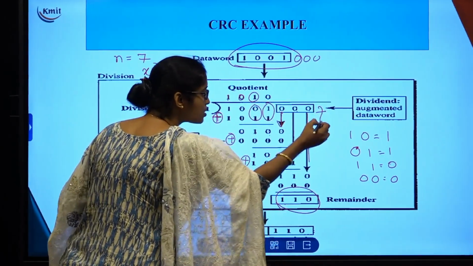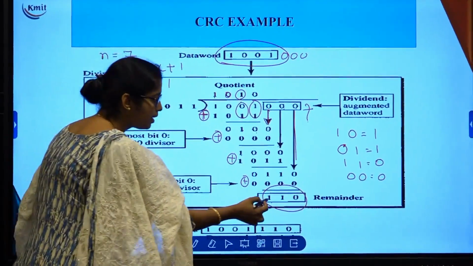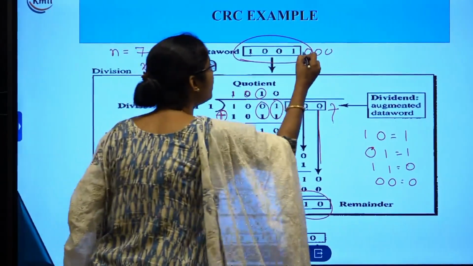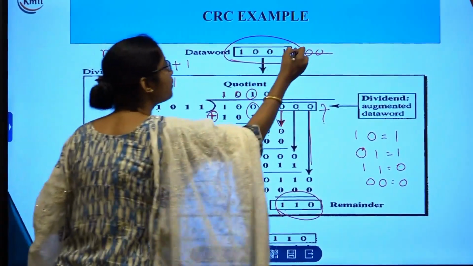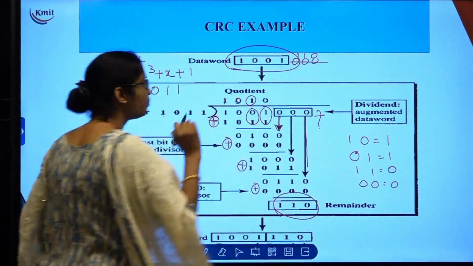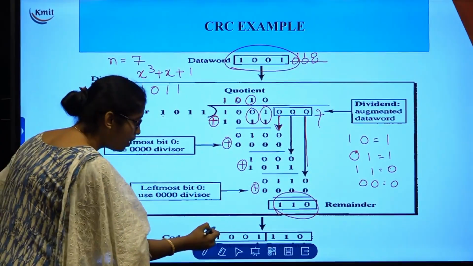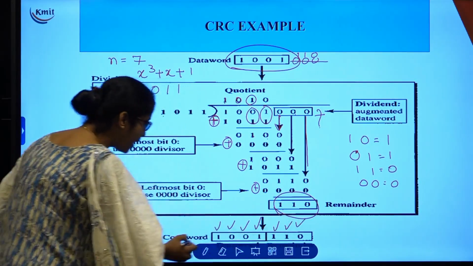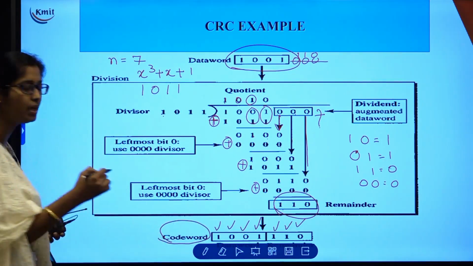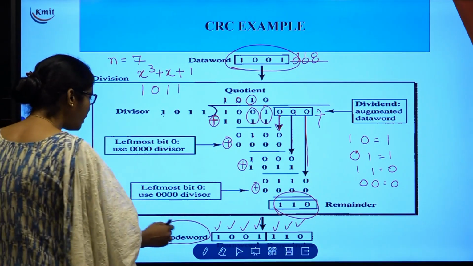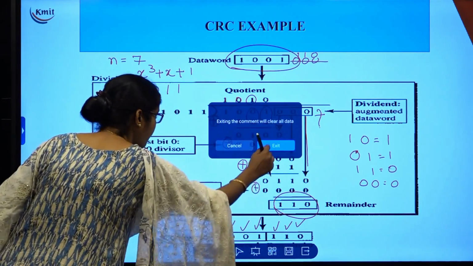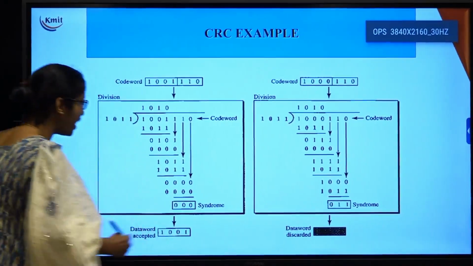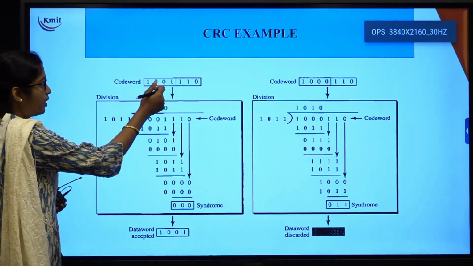I don't have any more bits left. So what will I do? I will take this final remainder 1, 1, 0. What I am going to do now is replace these 3 zeros with the remainder which I got, 1, 1, 0. Now this code word, 1, 0, 0, 1 with the remainder 1, 1, 0, is my new code word which will be sent to the receiver. Okay. So now what does the receiver do? The receiver is going to again divide the code word which I have received.